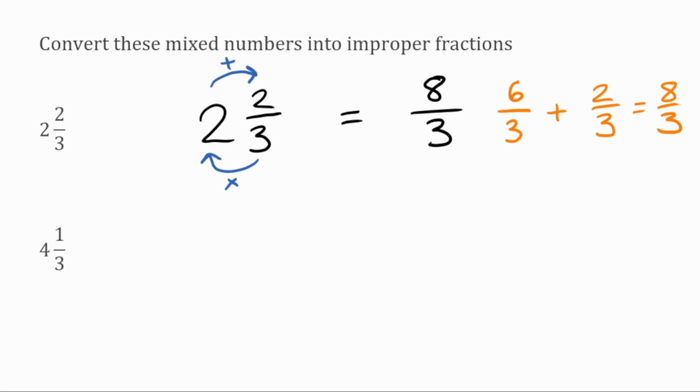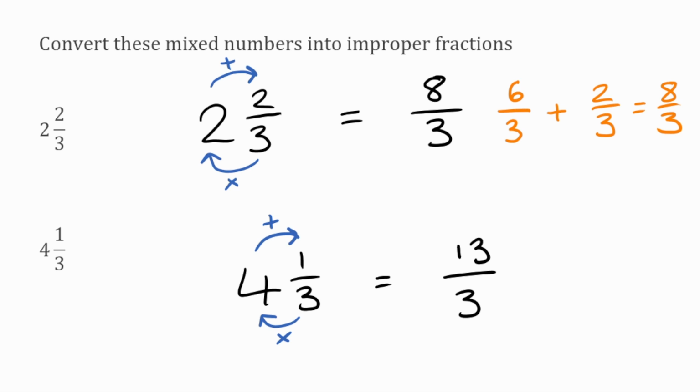Okay, looking at this next example, we've got 4 and a third. So again, I'm going to use the same method as before. I'm going to multiply the denominator of the mixed number by the whole number part, and then I'm simply going to add on the numerator. So my improper fraction is still going to be out of 3, as that's the denominator of the mixed number part. So we do 3 multiplied by 4, which is 12, add on the 1 is 13. So 4 and 1/3 is the same as 13 over 3.